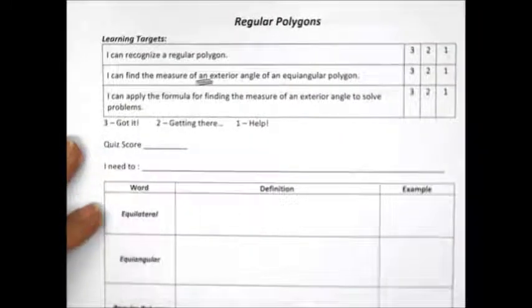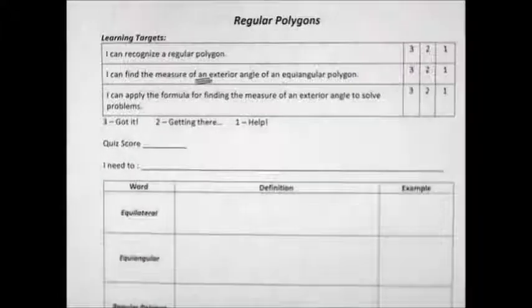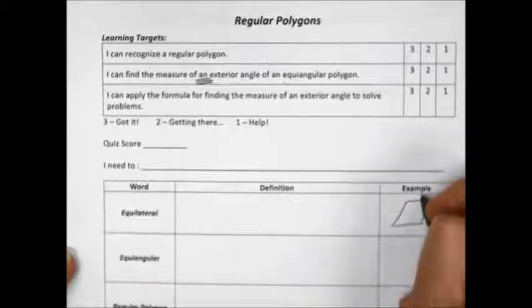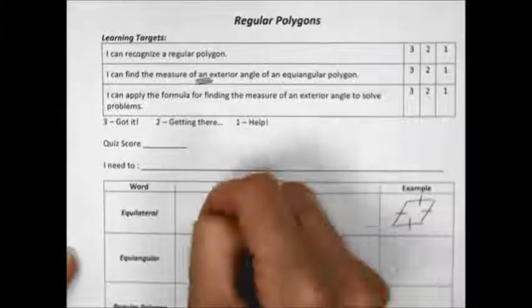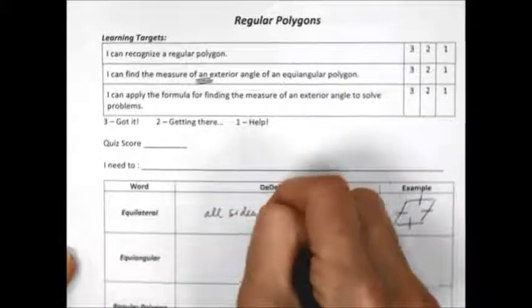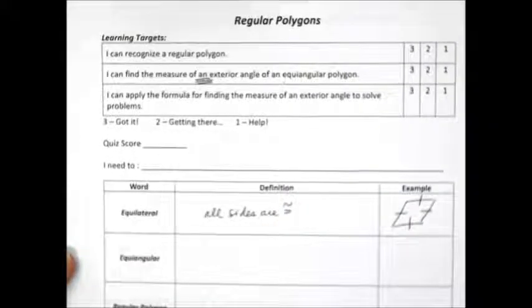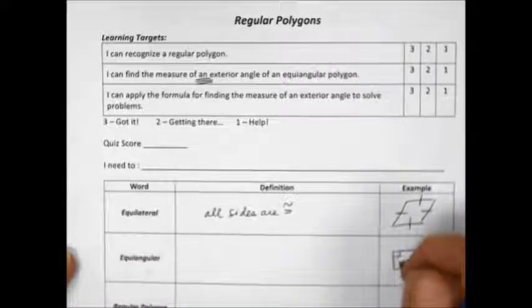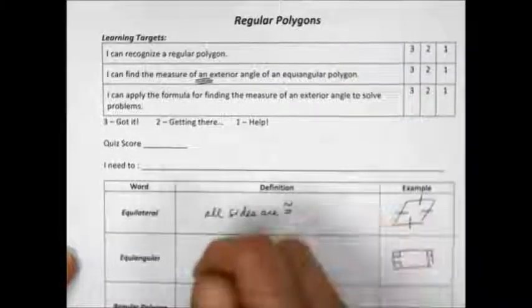All right, so we're going to be working with this whole idea of an exterior angle versus the sum of exterior angles. So let's review these terms here. If something is equilateral, for example, a rhombus is equilateral, and I hope you know that's because all the sides are congruent. An equiangular polygon, an example would be a rectangle because all of the angles are congruent.